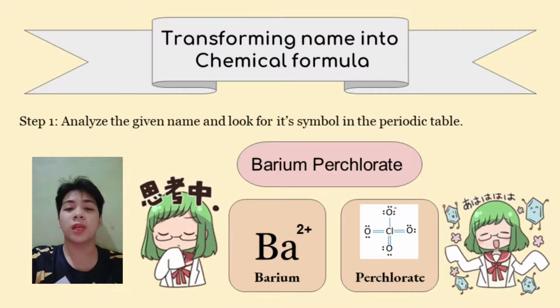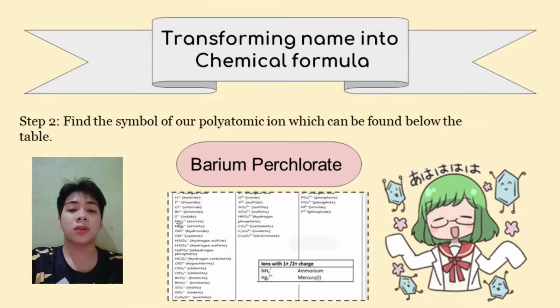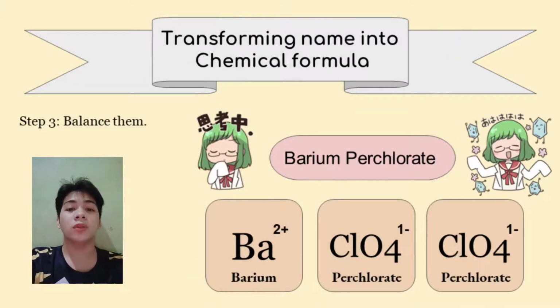Now we will find the chemical formula of a compound name. So let's have the same example. So first step, find the symbol of the element. So second step, find the symbol of our polyatomic ion, which can be found below the table. So step 3 is to balance them. So we have Ba with 2 charge and ClO4 with 1 charge. We need 2 perchlorate in order to balance our compound.